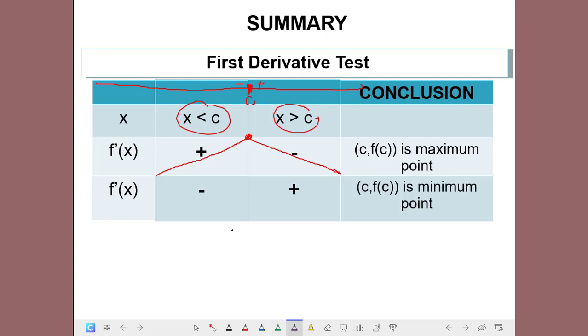Okay, for f prime of x, when x is less than C, the graph is decreasing like this, and then for x more than C, the graph increases. So this is the minimum point. So from the table, you can tell whether that point is a maximum or minimum.